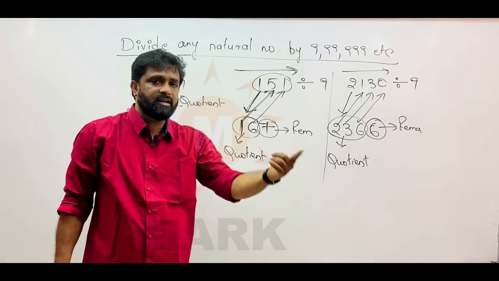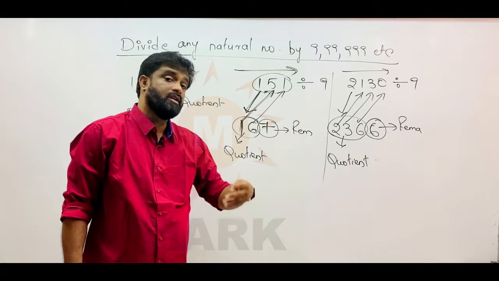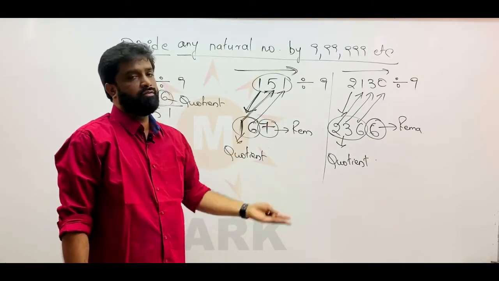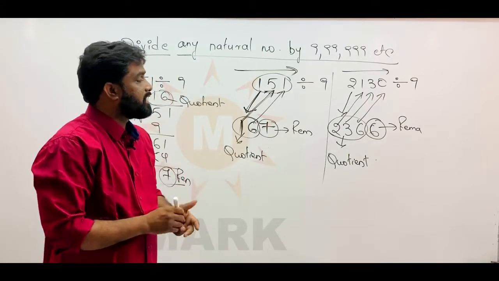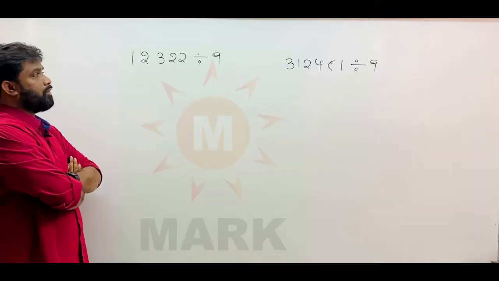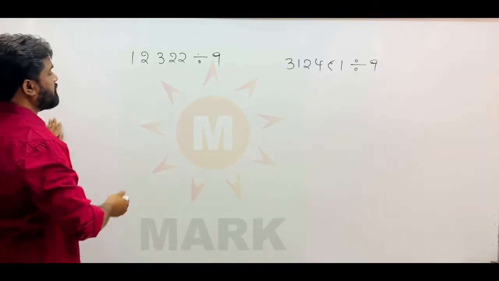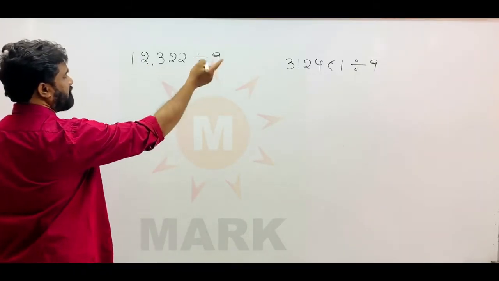Now we will take some examples with carry forwards, or carry overs. When we get carry overs, we have to deal with those numbers as well. Okay friends, we have some bigger numbers here. The first number is 12,332 divided by 9.